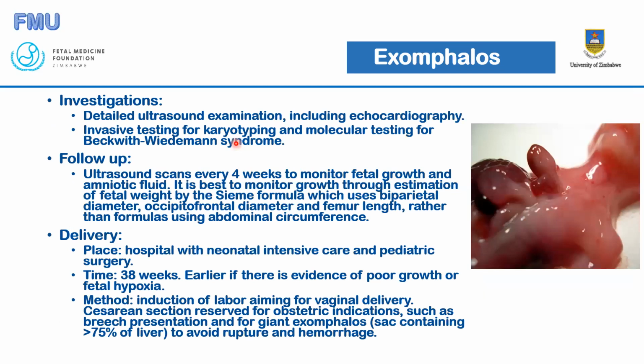Then in terms of the follow-up plan, this is a classical case of how a pentalogy of Cantrell looks. Look, this is a heart which is protruding through the fetal chest there. So ultrasound scans every 4 weeks to monitor for fetal growth and amniotic fluid. It is always best to use the CM formula, which is biparietal diameter, occipitofrontal diameter, and femur length to estimate the weight, because we know that if the liver is out, the size of the abdomen is affected, and we may underestimate the baby size.